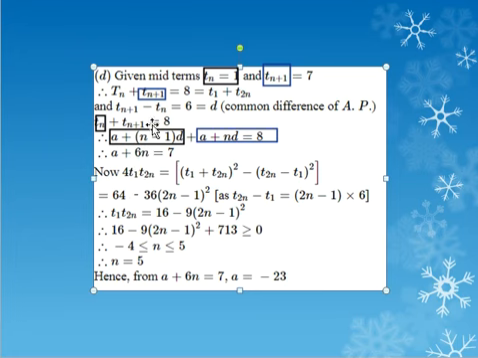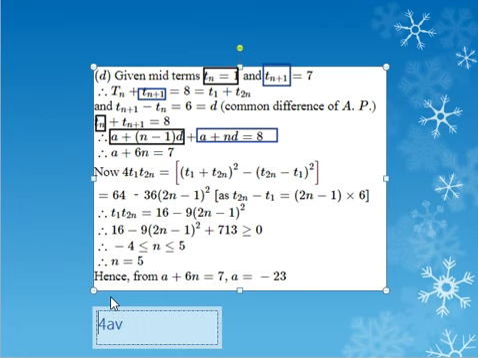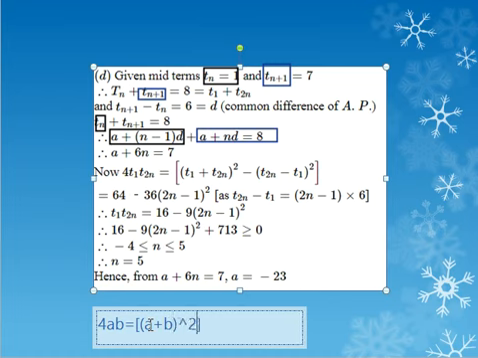So you have the first equation. You need a second equation to solve this. Now we should all know this thing: 4ab equals (a plus b) whole squared minus (a minus b) whole squared.